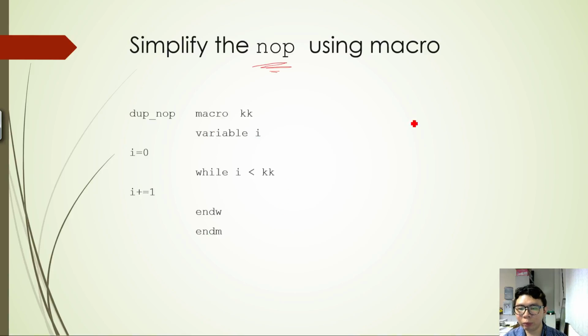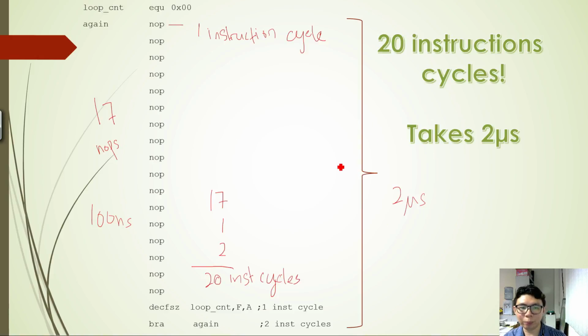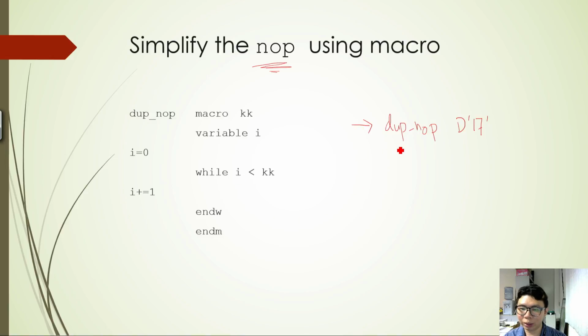Whenever we call dupe_nop in our program and we specify the number of times, let's say 17, we are executing 17 nops. You see, just by using one line of command instead of 17 nops over here, we can shorten the command by using a macro. So yes, this is how it turns out: dupe nop 17 equals 17 nops.